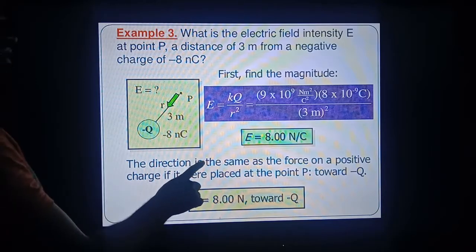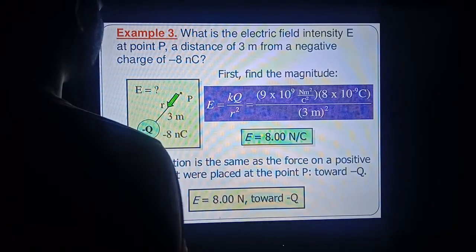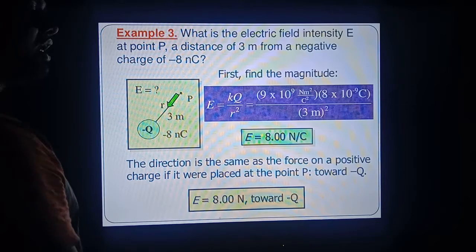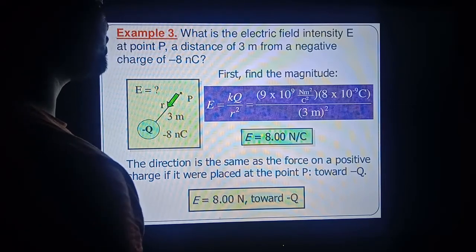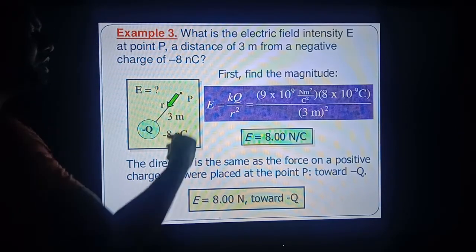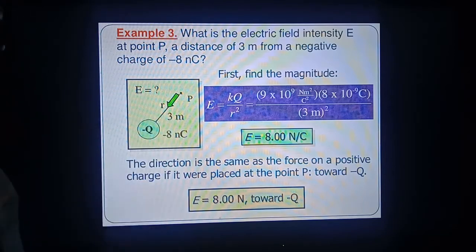The direction is the same as the force on the positive charge if it were placed at the point P, towards -q. Means the direction of the electric field will be towards the negative charge.